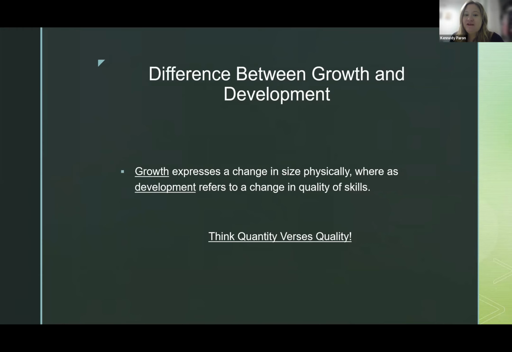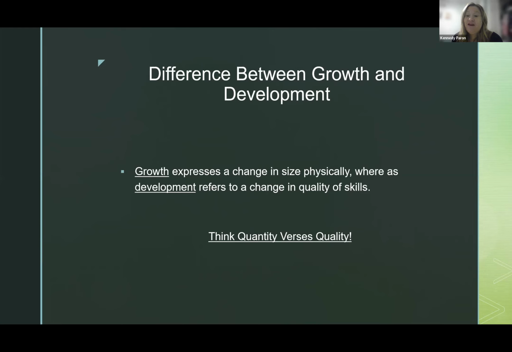There's a difference between growth and development. So first, we'll talk about growth. Growth expresses a change in size physically of a child. This could be the height or the weight or the shoe size, for example. Whereas development refers to the quality of skills that they gain as they grow. So maybe they're able to tie their shoes. Maybe they're able to look both ways and walk across the street. Think of this as quality versus quantity.